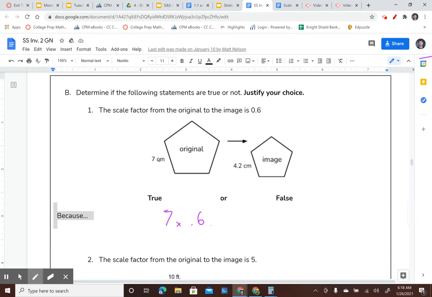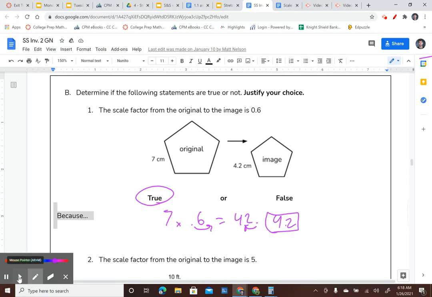4.2. Well, I know 7 times 6 does equal 42. And I have to move my decimal 1 spot, right? Because I moved it 1 spot to the right, so I have to move it 1 spot back to the left. So it would equal 4.2. Could check with a calculator. So it is true because, well, I've showed my work here. Because remember that scale factor is the number we multiply by.